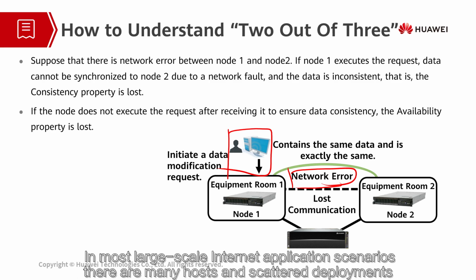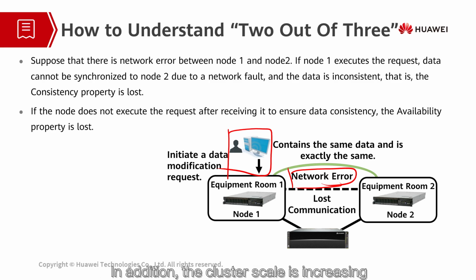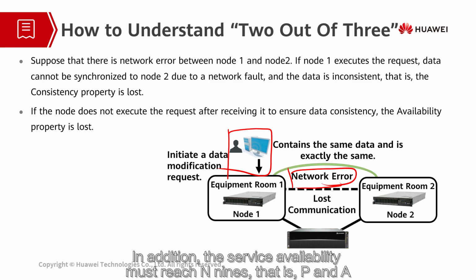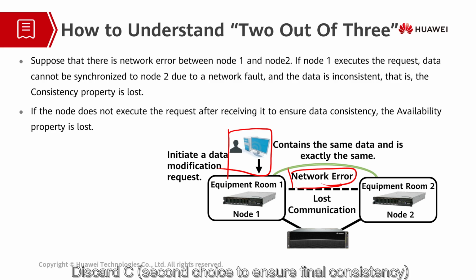In most large-scale Internet application scenarios, there are many hosts and scattered deployments. In addition, the cluster scale is increasing. Therefore, node faults and network faults are normal. In addition, the service availability must be high, that is, P and A. Discard C, and the second choice is to ensure eventual consistency.